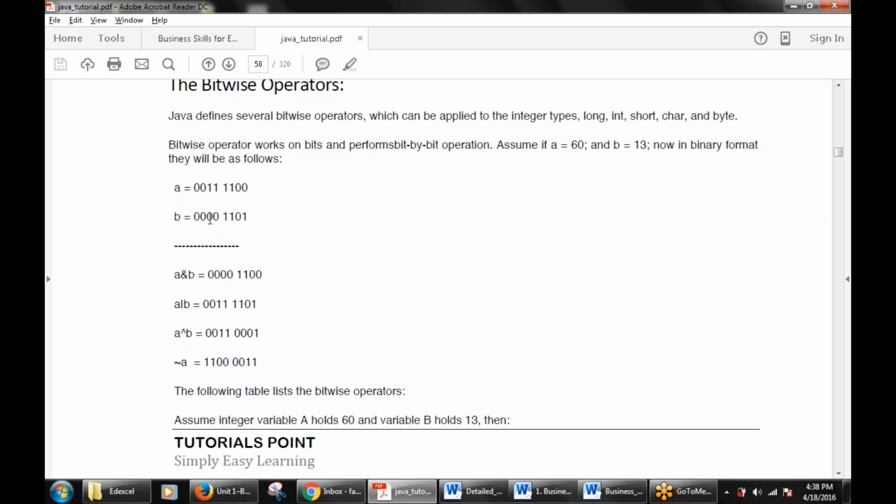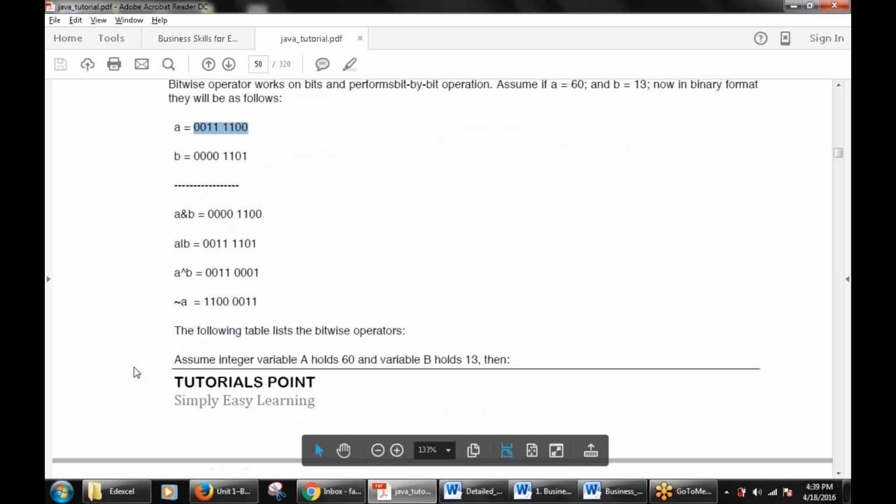Now this is A negation, that means the complement of A, that is the opposite of A. If there is a 0, that becomes 1. If there is a 1, that becomes 0. So this is 0, 0, 1, 1, 1, 1, 0, 0. So the complement of A is 0 becomes 1, 0 becomes 1, 1 becomes 0, 1 becomes 0, and then 1, 0, 0, 0. That means all the bits are converted into the opposite terms. 0 becomes 1 and the 1 becomes 0.